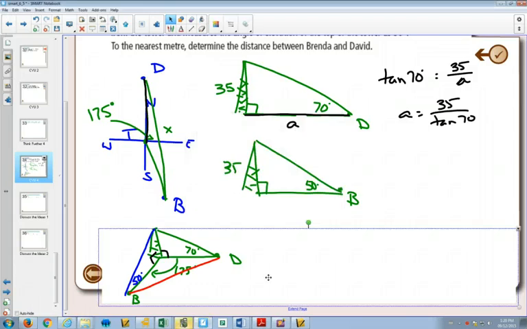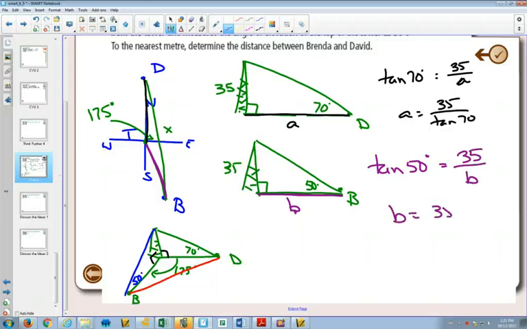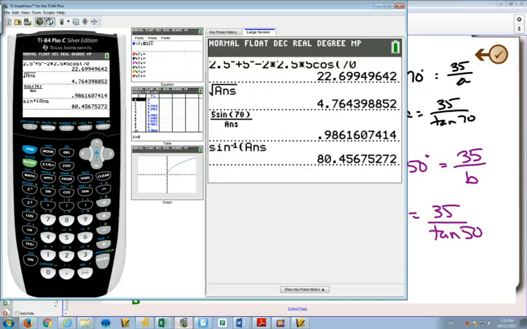While the calculator's getting ready, I'm going to color code this one as well. The distance that Brenda is away from the tower, that purple line, matches up with this purple line there. Again, we can use tan. Tan of 50 degrees equals 35 over b. I'm going to call this b. So b will equal 35 over tan 50. So I'm going to go to my calculator.